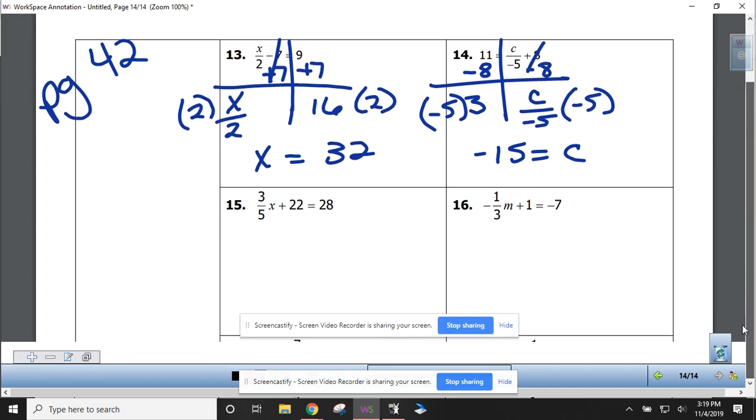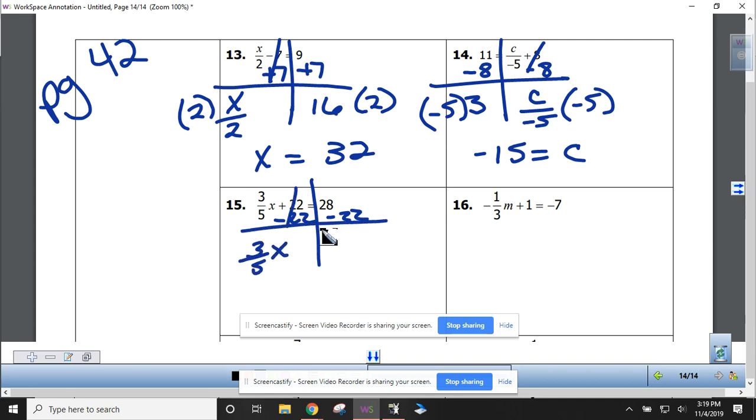All right, number 15, I'm going to separate my equation. I need to get this constant over by subtracting it. I've got 3/5 x equals 6. And then I have a fraction here, so I'm going to multiply by its reciprocal. So I'm going to flip it, 5/3, multiply that to each side. X equals, if you do 6 times 5/3, you get x equals 10.